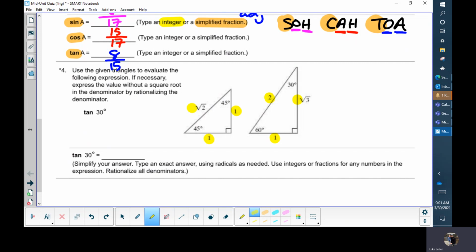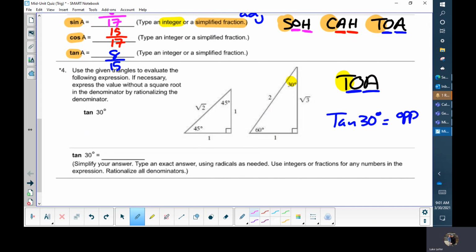So it says tangent of 30. First off, find the 30-degree angle up here. Boom, there's my reference angle. Tangent, which one of the trig ratios is that? That's the TOA part, right? So it tells me the tangent is what over what? Tangent of 30 degrees equals opposite over adjacent. So let's start naming things. There's my opposite. This is my adjacent.